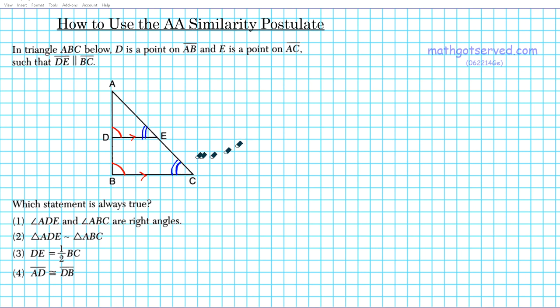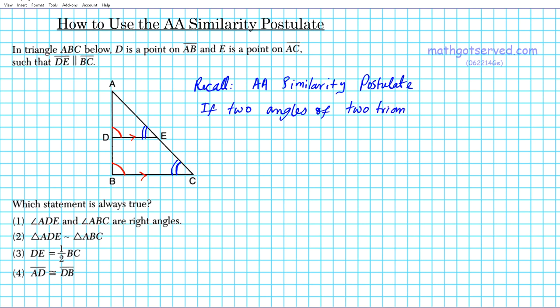Okay, so that's what we're going to be using here. We have two pair of congruent angles for two triangles, namely triangle ADE and triangle ABC. Alright, so let's go ahead and write down what we just observed from our website. So recall the AA, angle-angle similarity postulate, which is that if two angles, it doesn't have to be corresponding, just two angles of two triangles are congruent, you don't need to check the third one because it's automatically going to be congruent, right? If two angles of two triangles are congruent, then the triangles are similar.